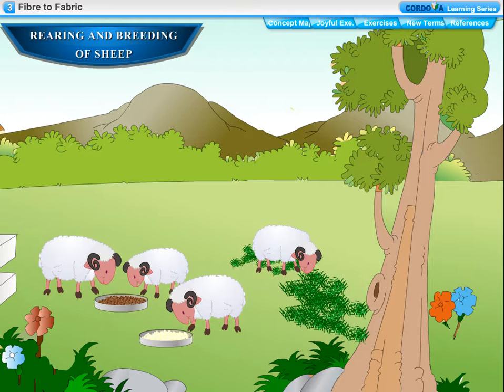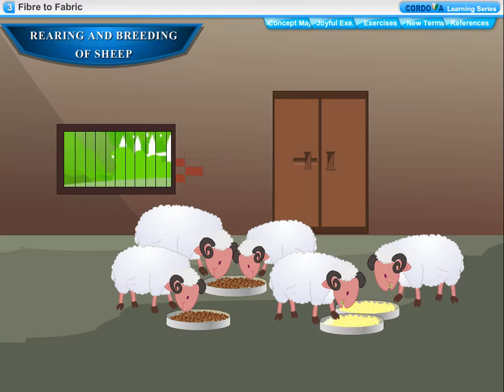Rearing of sheep means to look after the sheep by providing them food, shelter and health care. Sheep are herbivores and prefer to eat grass and leaves. Apart from grazing grass, the sheep are also fed a mixture of pulses, corn, jowar, oil cakes and minerals. In winter, sheep are kept indoors and fed on leaves, grain and dry fodder.